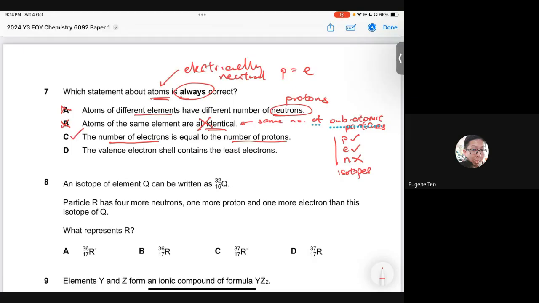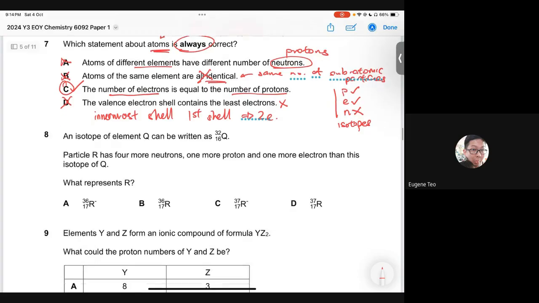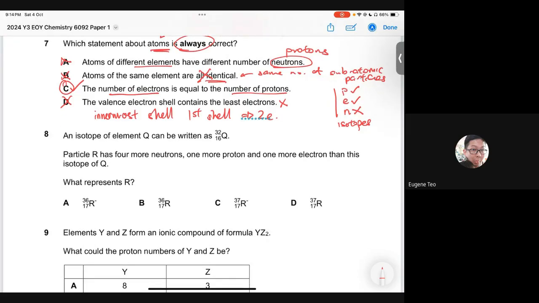Now, the valence electron shell contains the least electrons. This is not true. Why is it not true? Because remember, the innermost shell, which is your first shell, can actually contain a maximum of only 2 electrons. So for group 13, group 14, group 15, the valence electron shell actually contains more electrons than the first shell. So therefore D is also not true. Therefore the answer is C. Okay, next one.